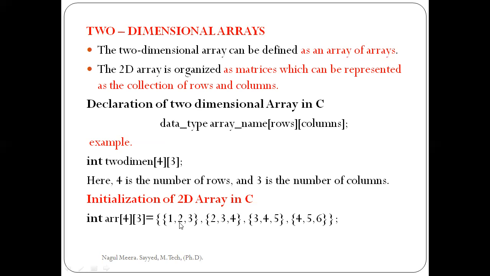Here, how many rows? 1, 2, 3, 4. 4 rows, 3 columns. What are those? 1, 2, 3. 1 is a column, 2 is a column, 3 is a column. And 2, 3, 4. So these are our columns. Simply, 4 rows and 3 columns. So in this way, we can initialize a two-dimensional array. This is my first row, this is my second row, this is my third row, this is my fourth row.